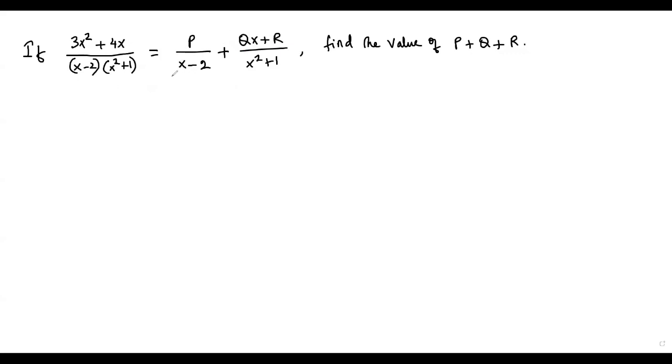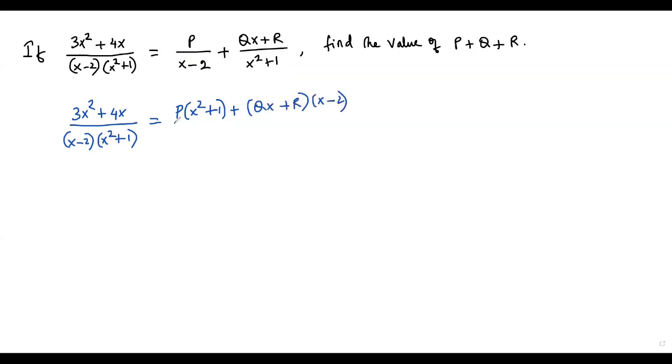Okay, so first let's simplify the addition of the two fractions we have on the right side of the given equation. Let me write the left side as it is: 3x squared + 4x over (x - 2) times (x squared + 1). To simplify the addition of these two fractions, I'm going to do cross multiplication. I multiply this numerator p by this denominator x squared + 1, then I get p times (x squared + 1). I multiply this numerator by this denominator, then I get (qx + r) times (x - 2). Further, I multiply the two denominators, then I get (x - 2) times (x squared + 1).